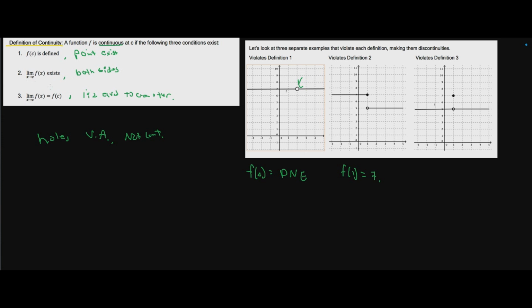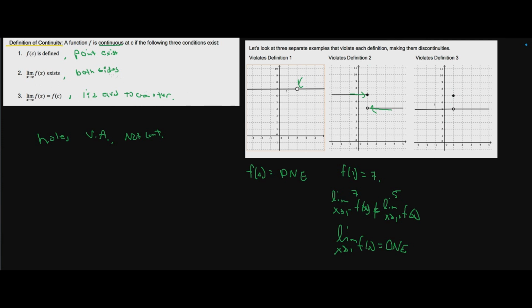Does the limit exist? Well, my friends, the limit's not going to exist because the limit as x approaches 1 from the left is 7, and then the limit as x approaches 1 from the right is 5, right? And these are not equal to each other. So we know then the limit as x approaches 1 of this function does not exist. Okay, and let's look at definition number 3.